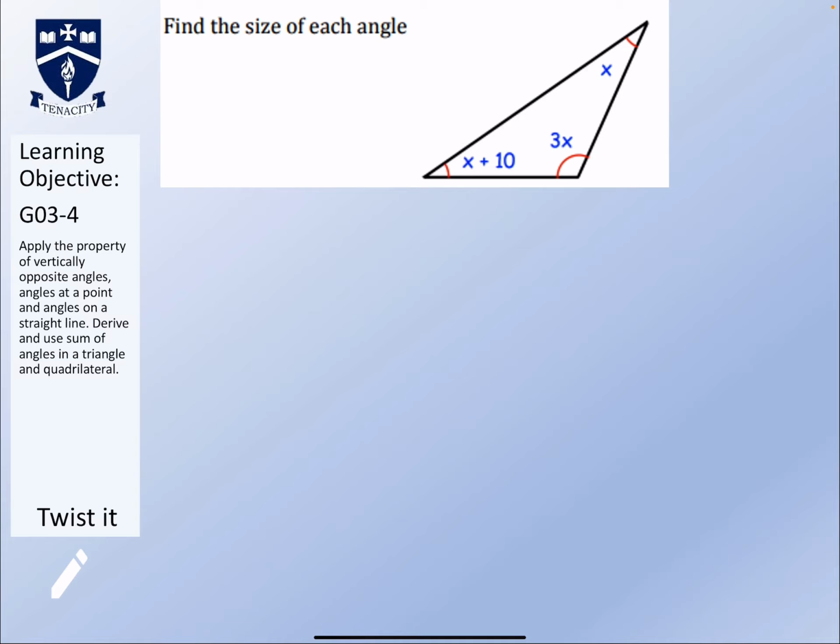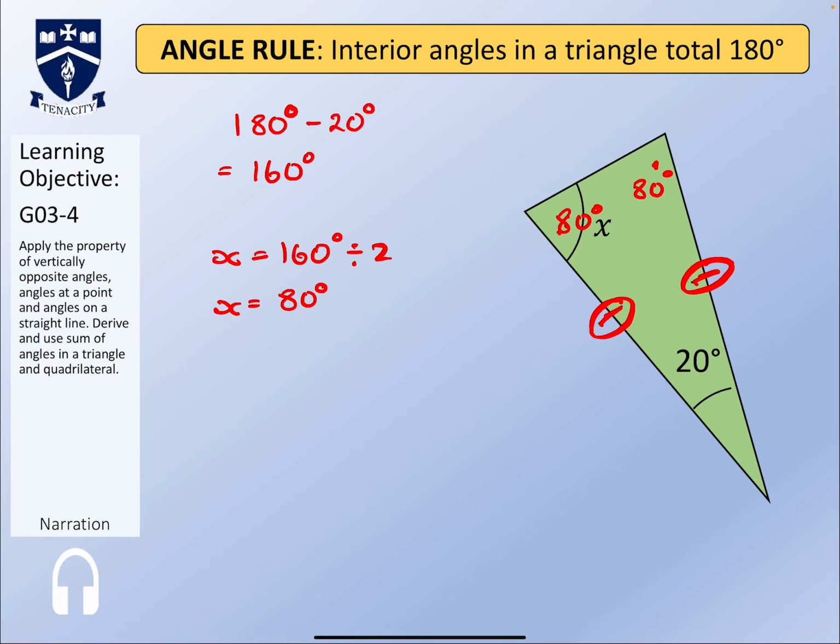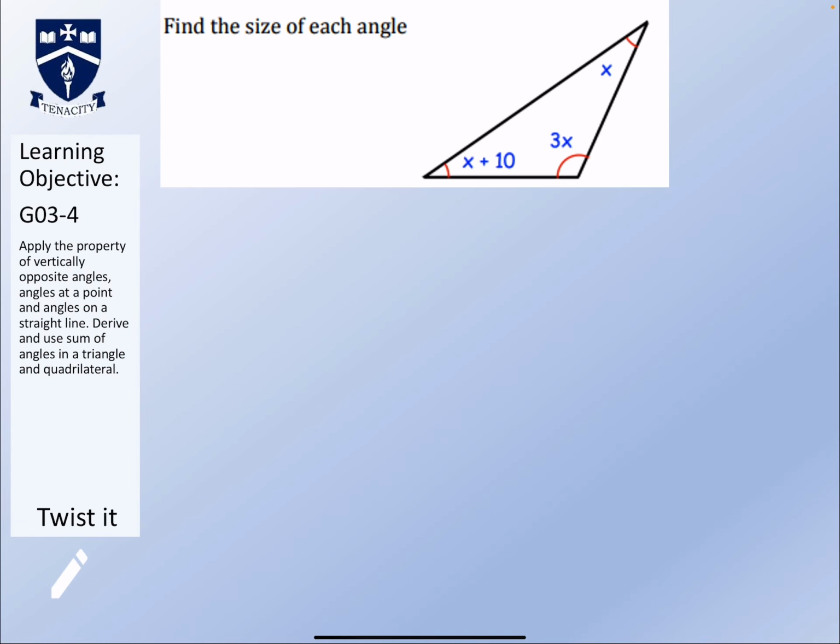So when I start this, my angle rule, angles in a triangle. If I go back, what do I know about angles in a triangle? Well, the angles in a triangle rule is here. I know that they add up to 180 degrees. So I know if I do angle A, add angle B, add angle C, I will get 180 degrees. So my angle A and angle B and angle C would be x add 10, 3x, and x.